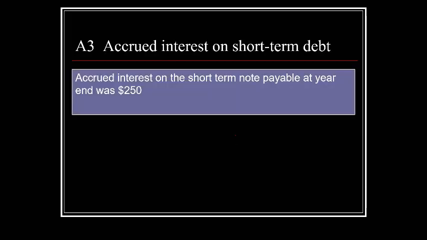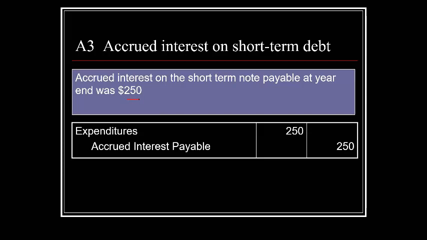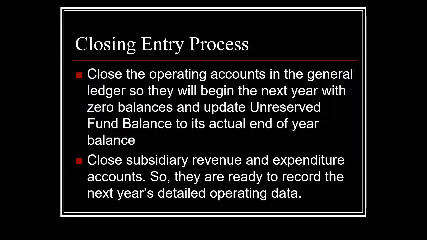The accrued interest on the short-term debt. Accrued interest on the short-term notes payable at the year end was 250. And of course here we are talking about expenditure. Why? Because it is interest on the short-term note. So it will be expenditure and accrued interest payable. Accrued interest payable. So here we have to keep in mind that all the interest must go first through expenditure. So these 3 examples represent some of the adjustments that we have to make at the year end. Those are the most famous. Okay? Well, the topic before the last is the closing entry.